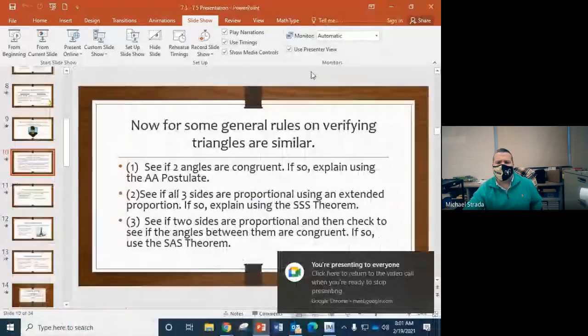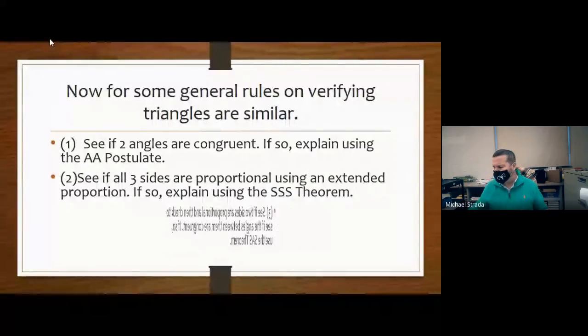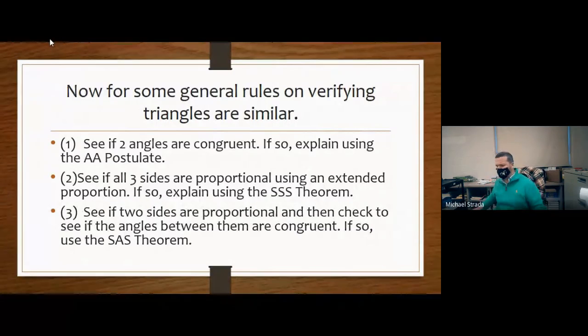So this is where we left off yesterday. This should already be filled in the notes, so it shouldn't be a big deal. When you're going through what you use to prove stuff congruent, I would look for angle first, since that's the easiest one to do. After that, look to see if all three sides are proportional using extended proportion. If so, then you would use side theorem. See if two sides are proportional, and then check to see if the angles between them are congruent. If so, use side angle side. So that's just a checklist.